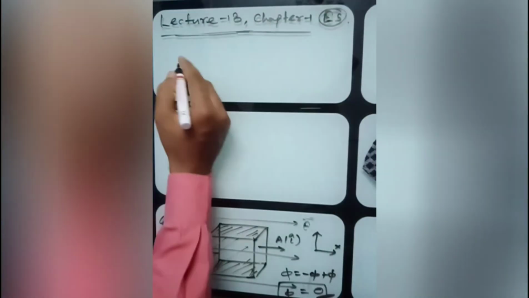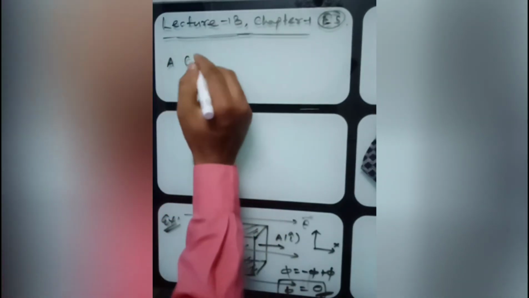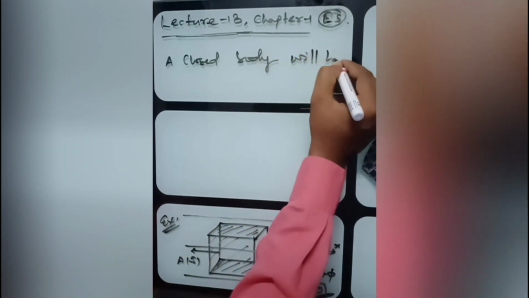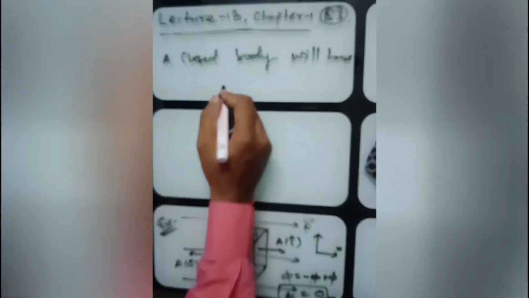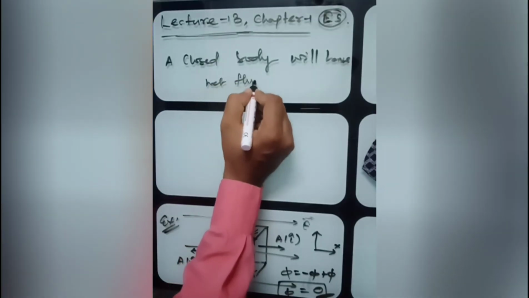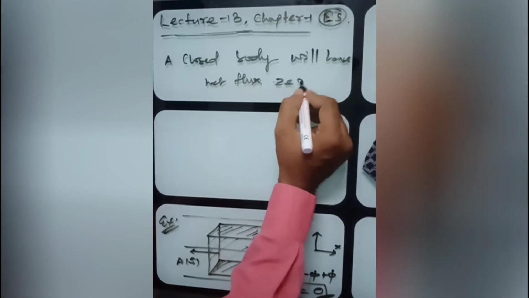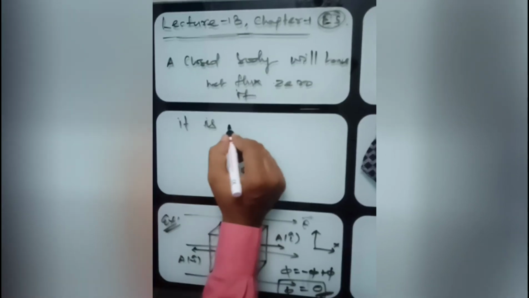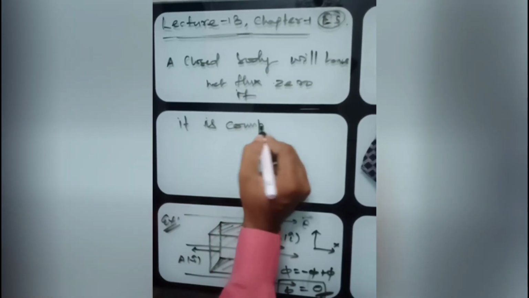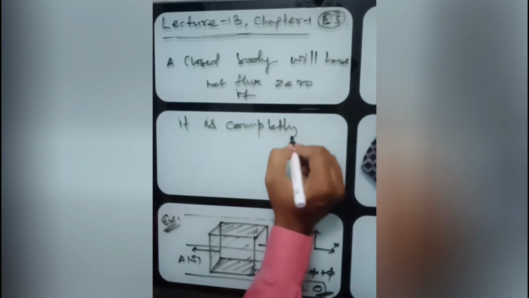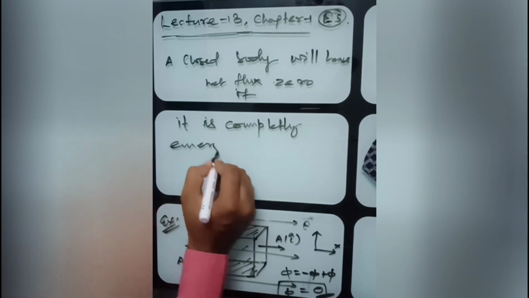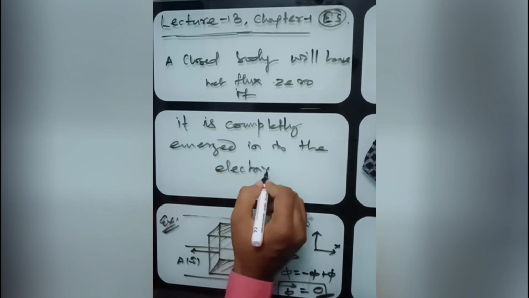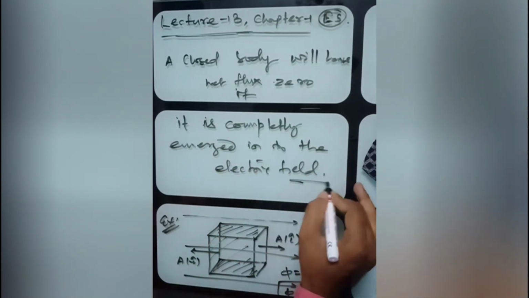So a closed body will have net flux 0 if it is completely immersed into the electric field.